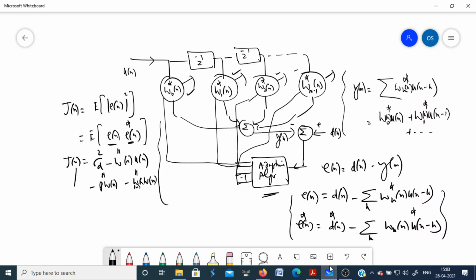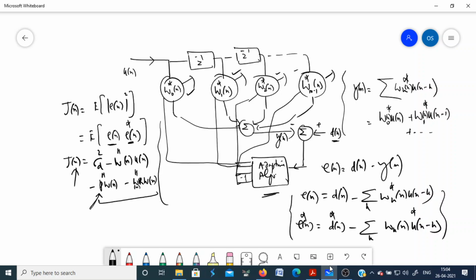So this mean square error is a function of time. It is equal to sigma d square, which, assuming it is a zero mean process, is the variance of the desired response. Then w H(n) is the Hermitian transpose of your filter tap vector, your time varying filter weights. u(n) is your input sequence. p is again the cross correlation between d(n) and u(n). And this R is the autocorrelation matrix for the input sequence.